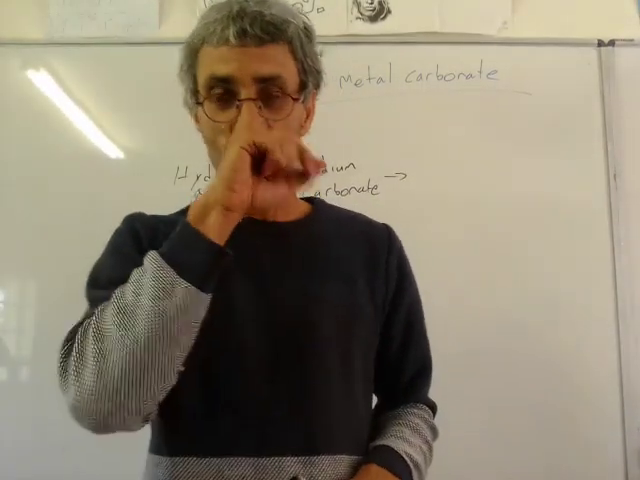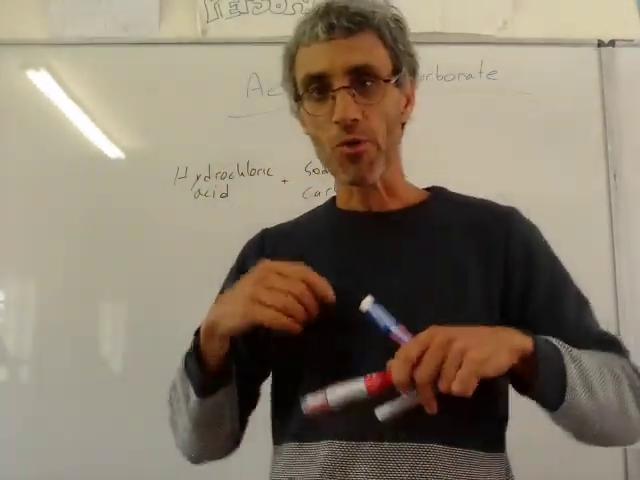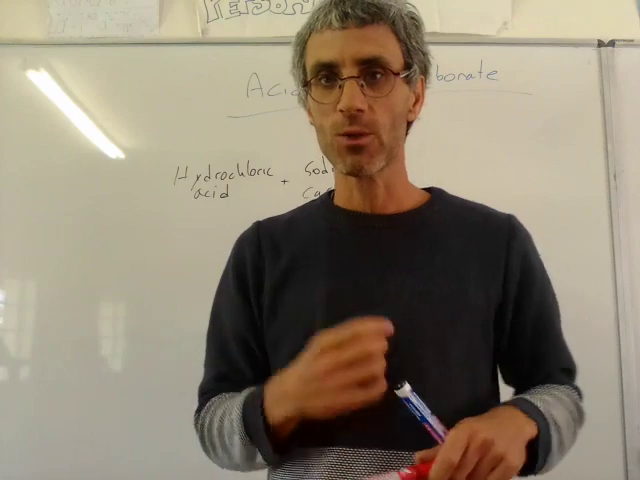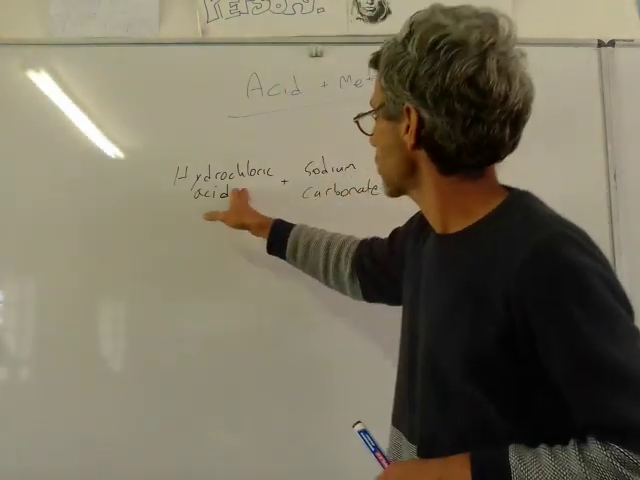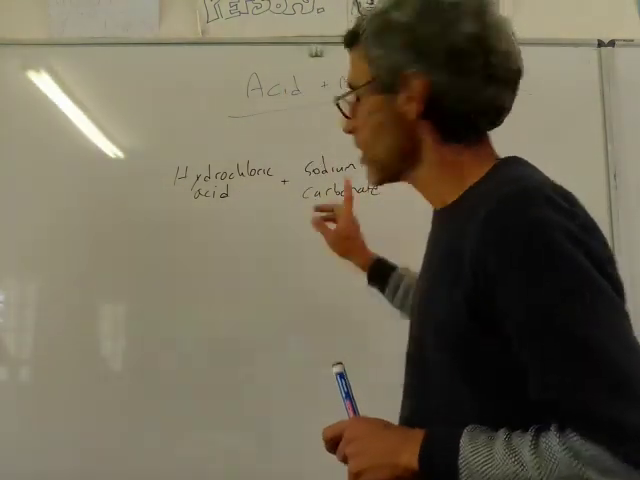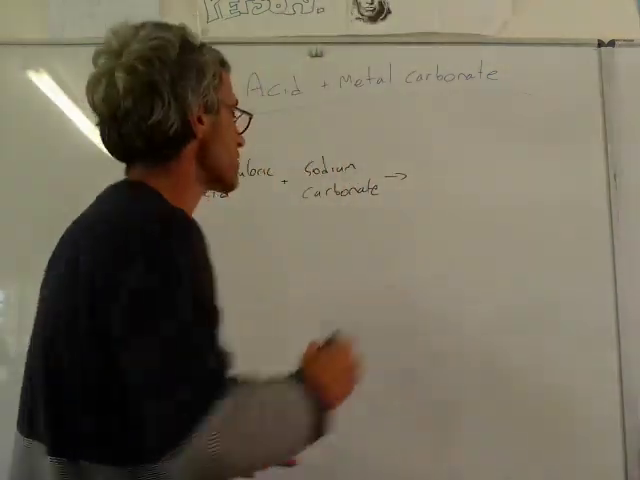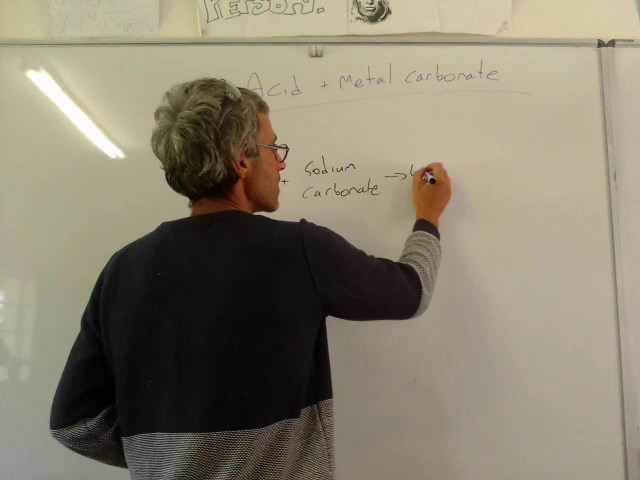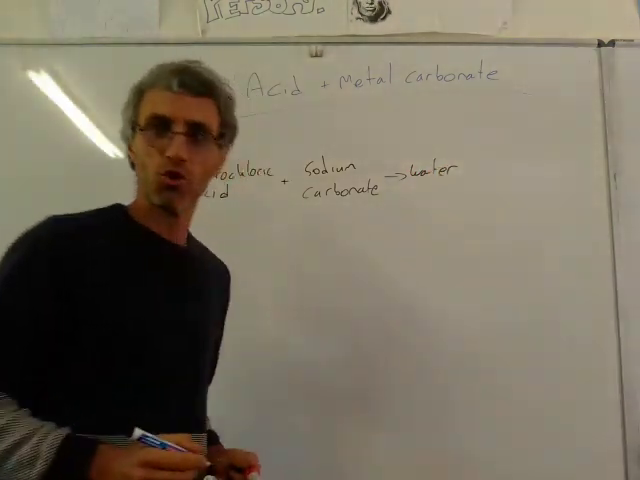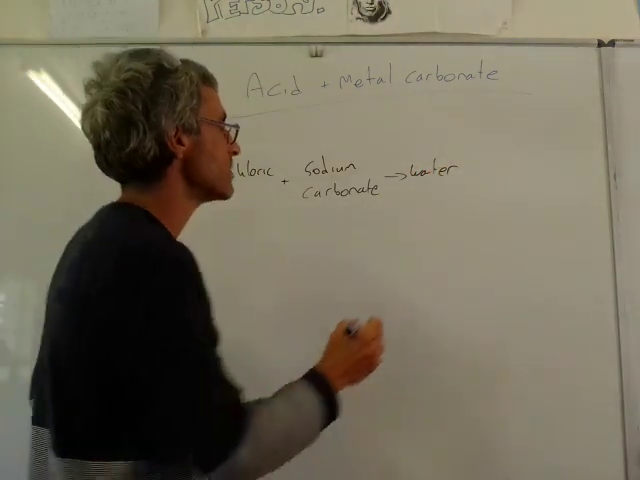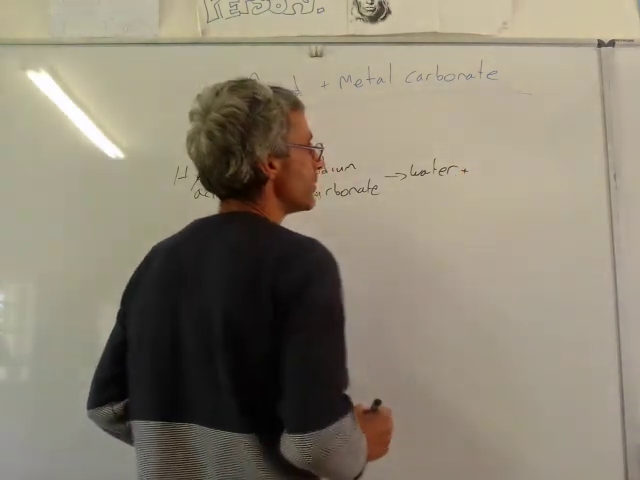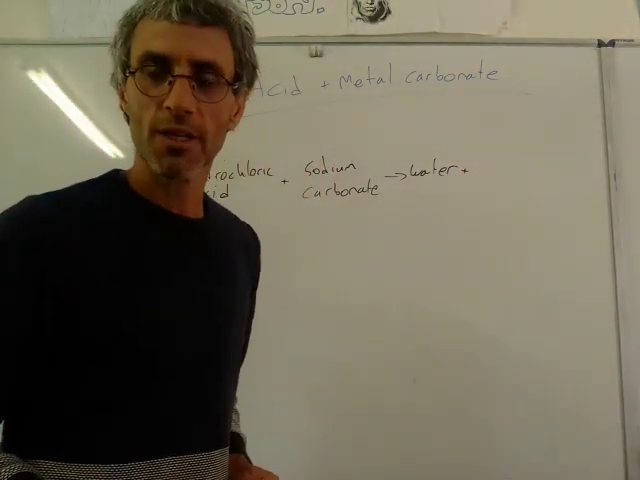Perhaps this is the second part of the lesson, and we're looking at reactions between acid and metal carbonate. In our example that I showed you, we had hydrochloric acid reacting with sodium carbonate. What we got, first of all, is water, as we got in the first neutralization reaction from last lesson. We also got salt.